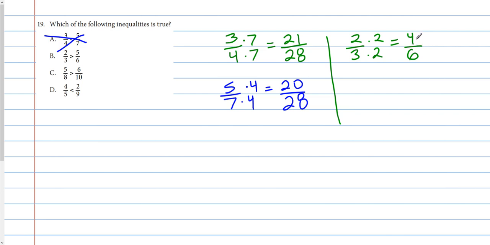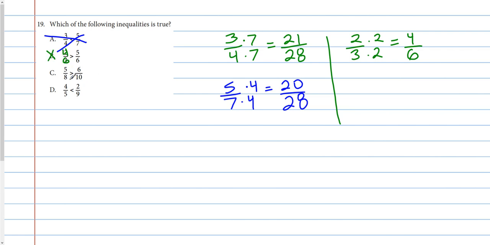And now we got to compare this 4 over 6. We got to compare, is that greater than 5 over 6, right? If we transform that there, 4 over 6 greater than 5 over 6, that's not true. So we can go ahead and eliminate that.